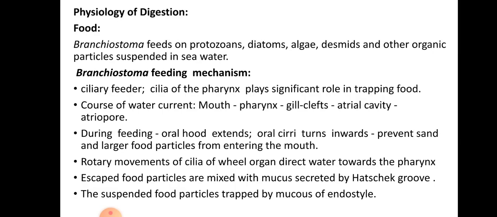Now let us concentrate on the feeding mechanism, and in order to understand that, first let's learn what Branchiostoma feeds on. It is basically a macrophagous animal feeding on protozoans, diatoms, algae, and other pelagic microscopic organisms which are suspended in seawater. Now, when you look at the feeding mechanism, like how actually the food is taken in, Branchiostoma is a ciliary feeder. It is also a filter feeder.